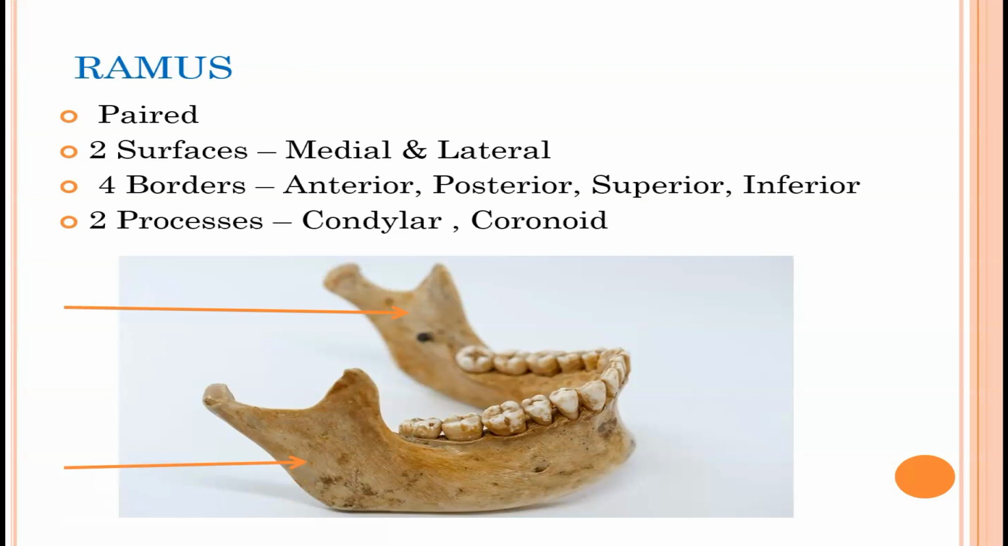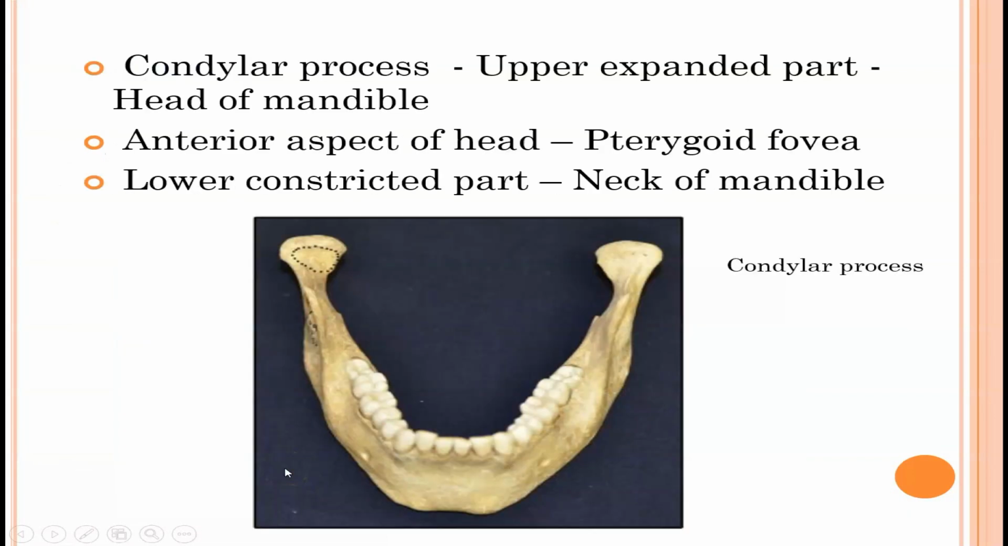And it has two projections called processes. One is a short and round process called the condylar process. The other one is a flat and sharp process called the coronoid process. And it has four borders: the superior border between the two processes, the inferior border, anterior border and the posterior border.